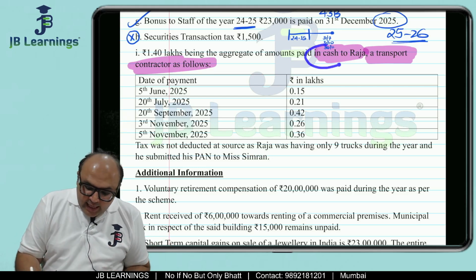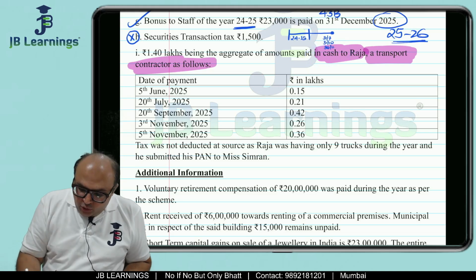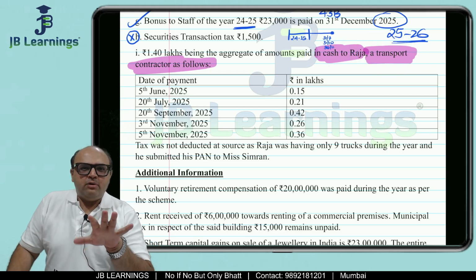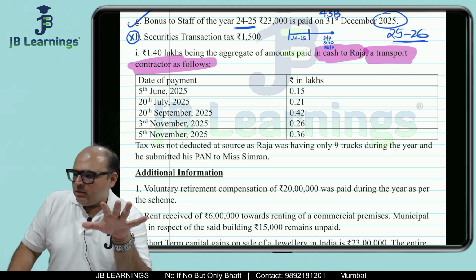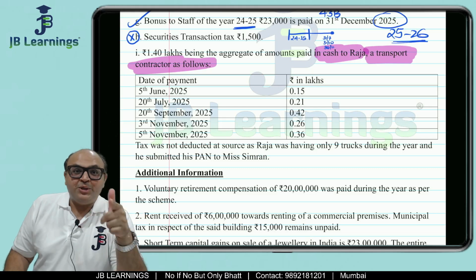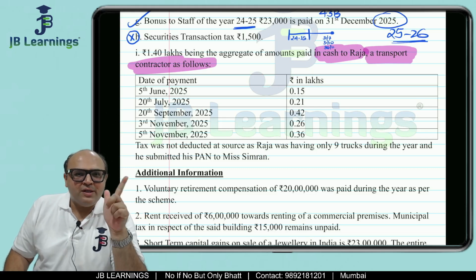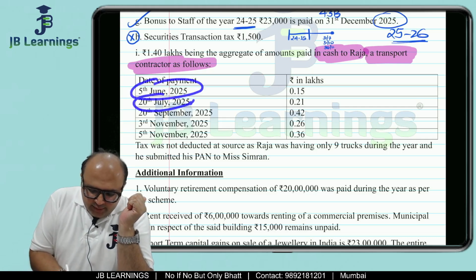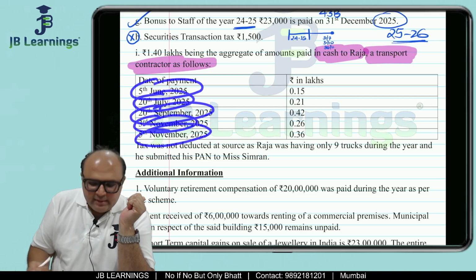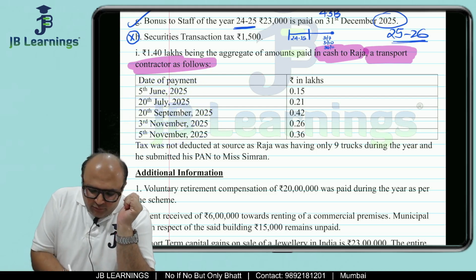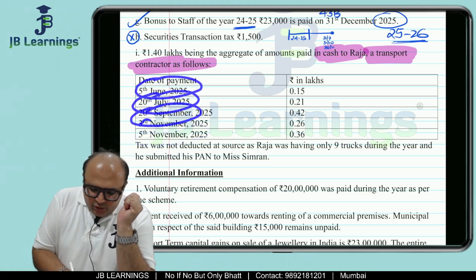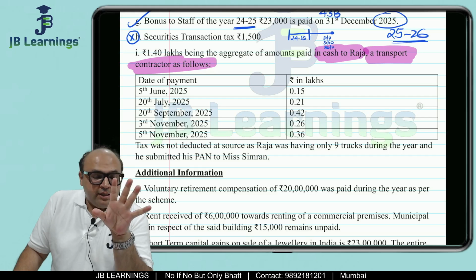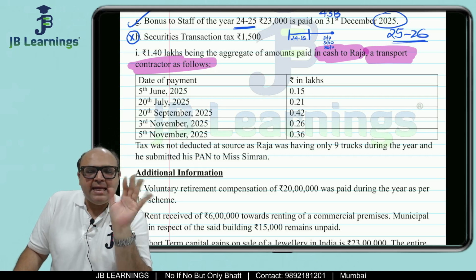Then they are saying cash payments. They are saying cash payment to a transporter. Now, normally what happens is cash payments above 10,000 are not allowed, right? But to a transporter, up to 35,000 is allowed. So friends, now see, they have given date of payment, different dates. Now, if they have made payment on different dates, we are not supposed to aggregate them, because the limit of 35,000 is per day.